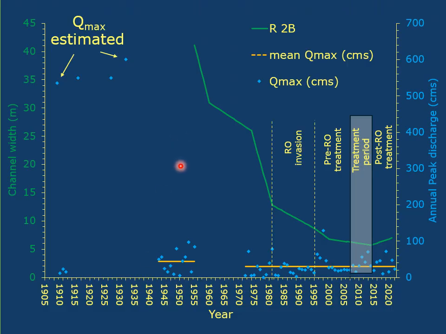Why the Escalante River channel was wide in the mid-1950s and was narrowing rapidly before the invasion of Russian olive around 1980 can be understood by plotting channel width in meters, represented by this green line, against annual peak discharge of the Escalante River, or Qmax, represented by the light blue diamonds for the period 1905 through 1922.